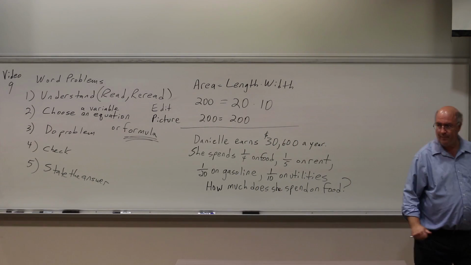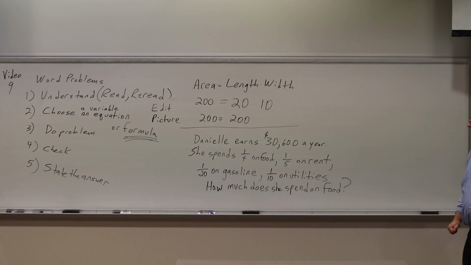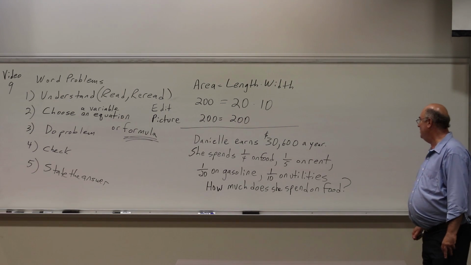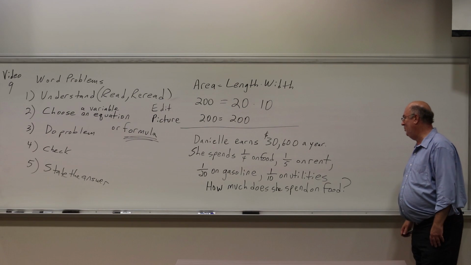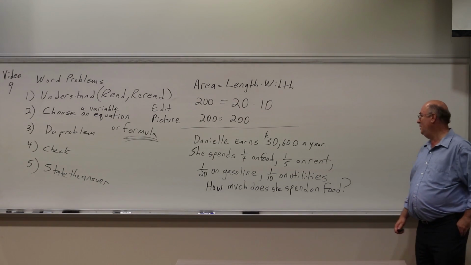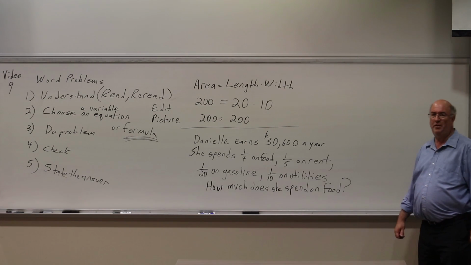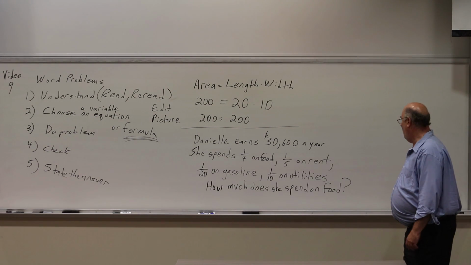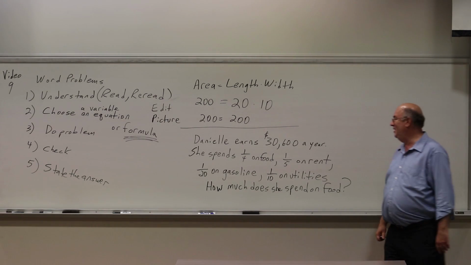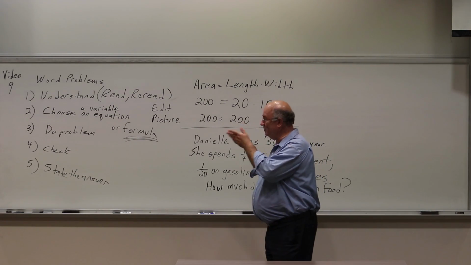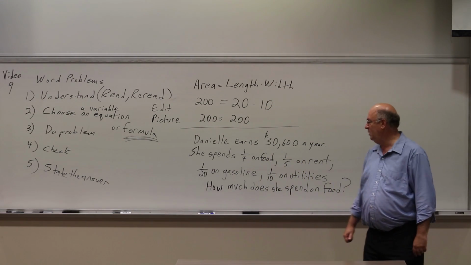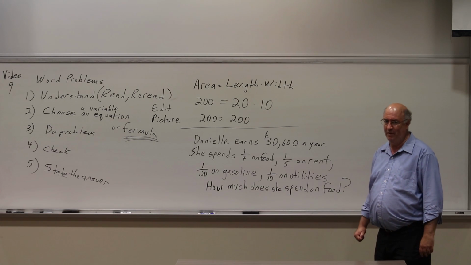Okay. Word problem. Danielle earns $30,600 a year. Didn't pick an exact easy number to play with, but that's okay. She spends a quarter of her money on food, a fifth on rent, 1/20th on gasoline, 1/10 on utilities. How much does she spend on food? We have to understand what's going on. They want to know how many dollars Danielle spends on food. That's all the problem really cares about.